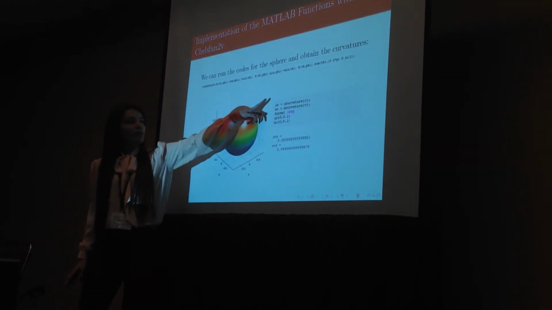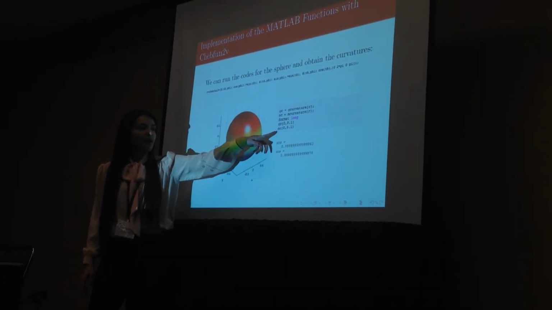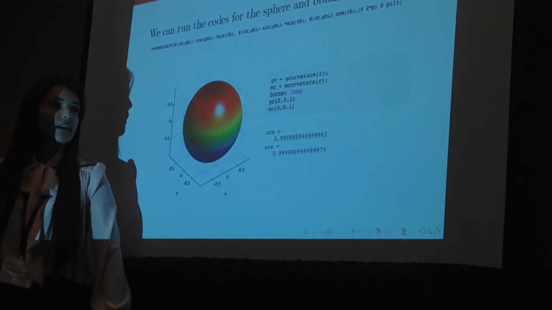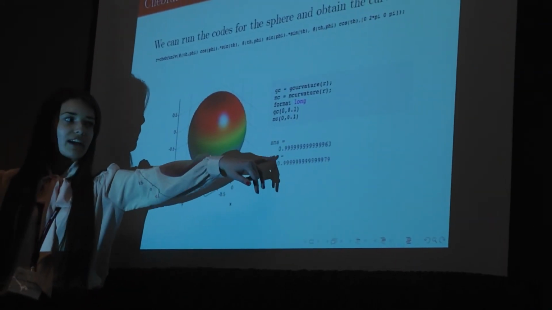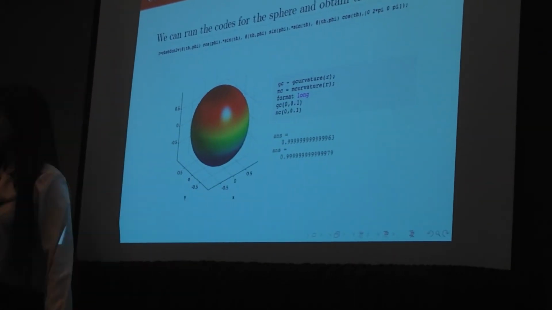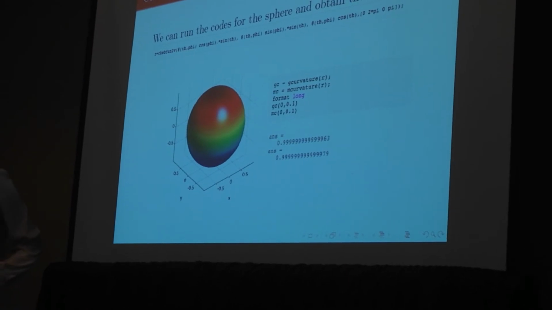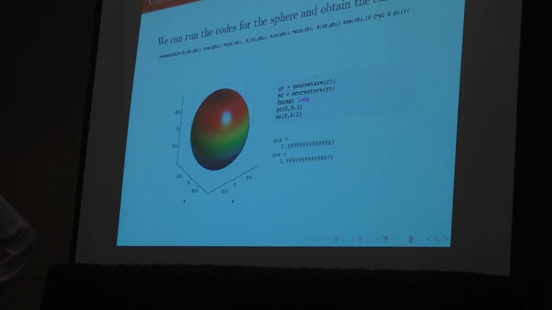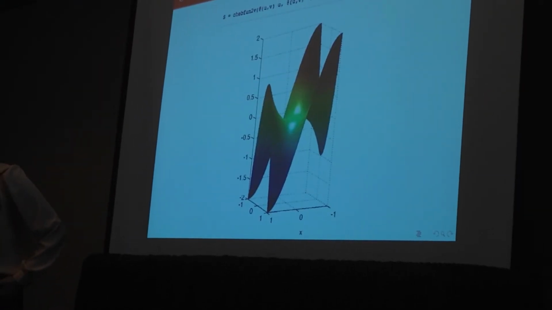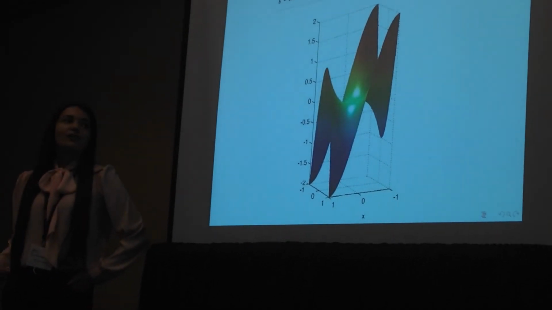So here I run the program, and then I just want to test it out at a point here, and then you can see it's 0.999999 all the way out to the 13th and 14th decimal place for both of them. So it's pretty accurate. And then you can also test it on surfaces with non-constant curvature.